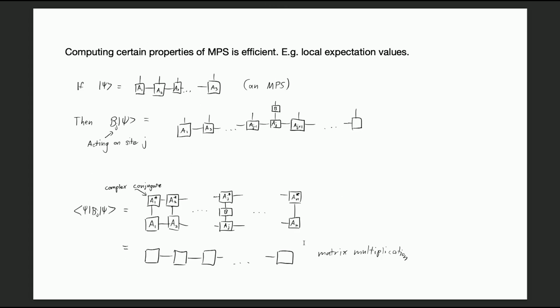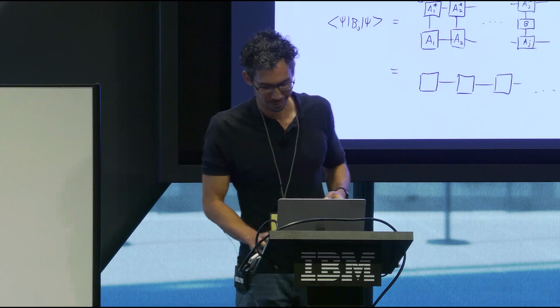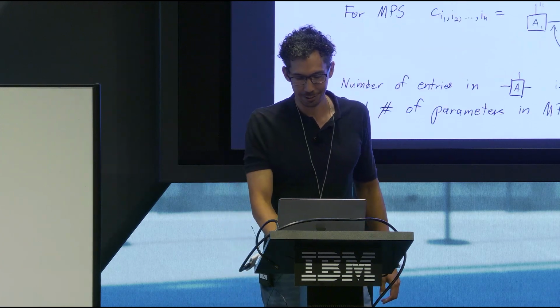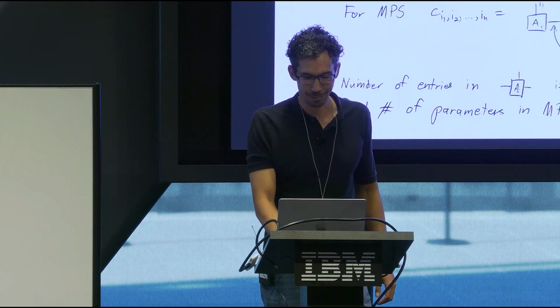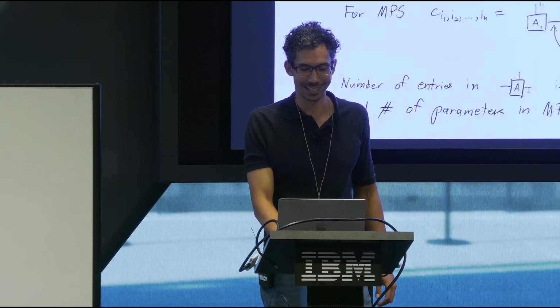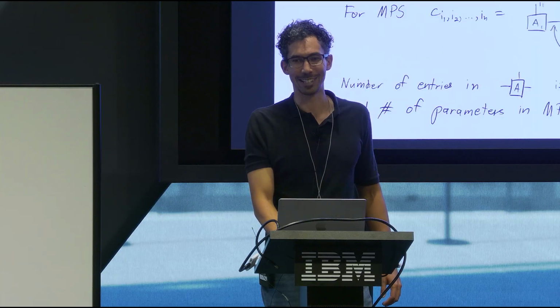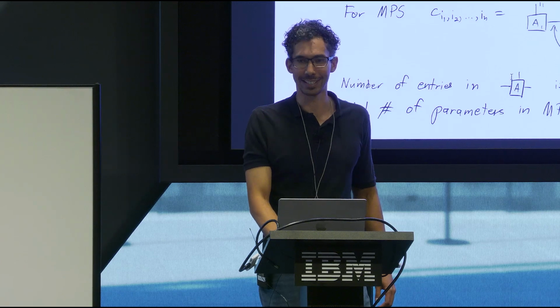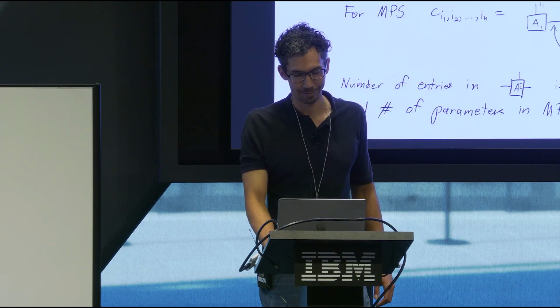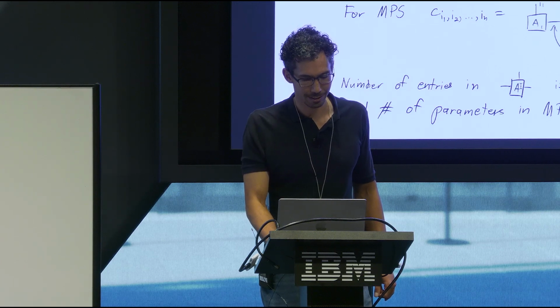Can you say again why the power of the bond was d to the power of 2? Every tensor like this has two virtual legs and one physical leg. Because there are two virtual legs, you get a d squared factor. So it's a 3-index tensor. Okay, thanks for the question.